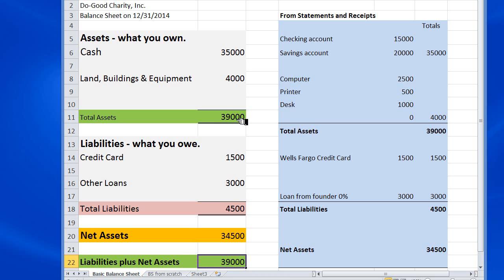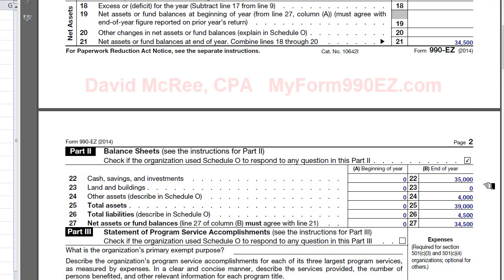Now, one of the things you'll notice is that net assets here is kind of an afterthought. It's kind of a plug number, we used to call it. Once you figure out your total assets and your total liabilities, you just subtract one from the other and you get your net assets. Okay. Now, how does this actually look on the Form 990-EZ balance sheet? If we were to take these numbers and transfer them to the Form 990-EZ, this is what we have.